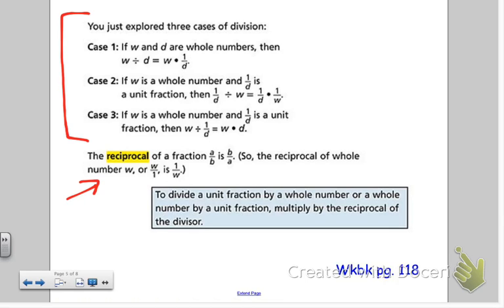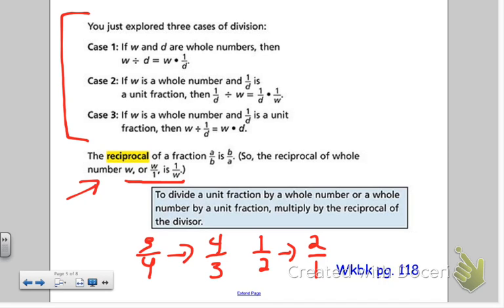Instead of the numerator being on top, you now flip it so the numerator that was on top is now on the bottom, and the same thing happens to the denominator. So the reciprocal of a whole number, like w, would become w over 1. So let me give you an example. If I gave you 3/4, the reciprocal of that would be 4/3. If I gave you 1/2, the reciprocal of that would be 2, or 2 over 1 if you want to put it over 1.